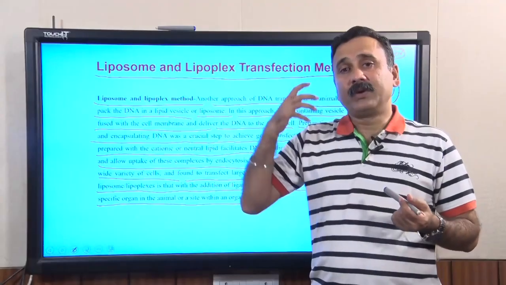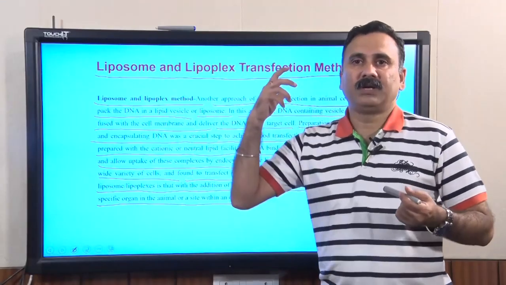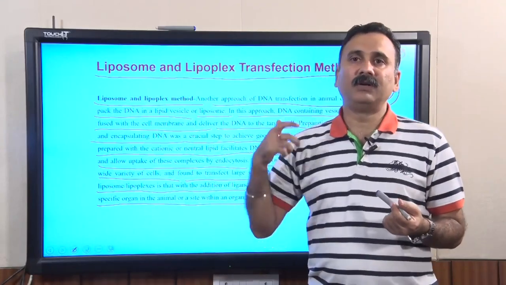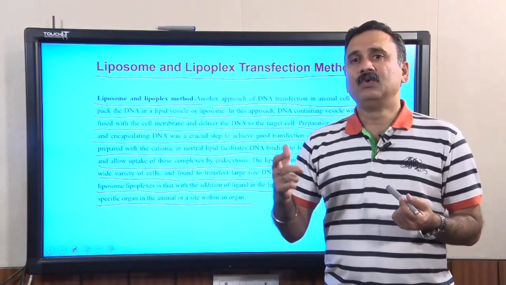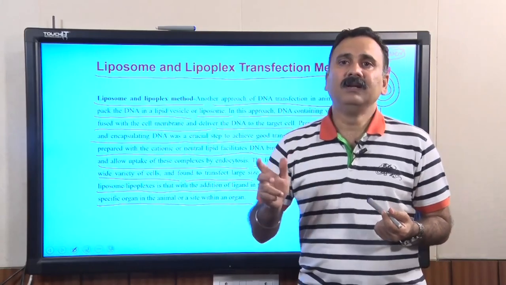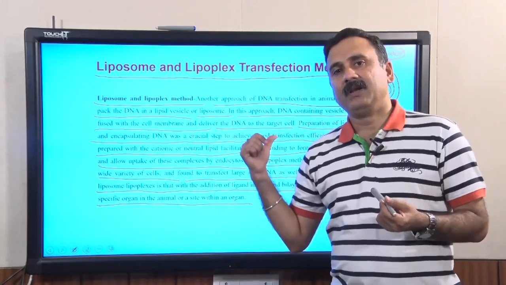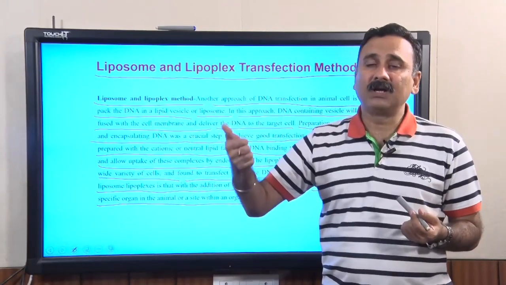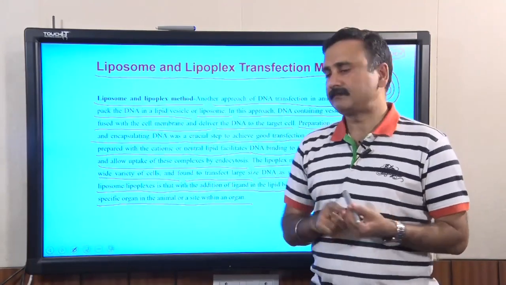So that is how you can modulate, or re-engineer, the lipoplexes or liposome vesicles to facilitate the targeted delivery of your recombinant DNA to specific cells within the organ or within the animal.